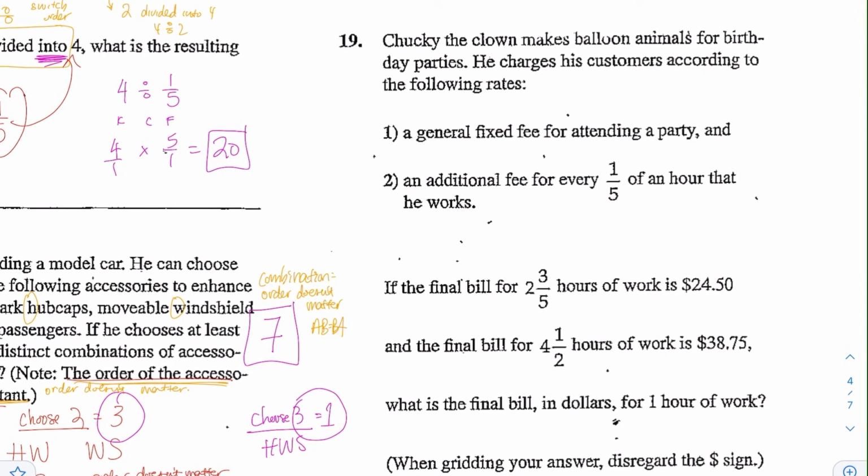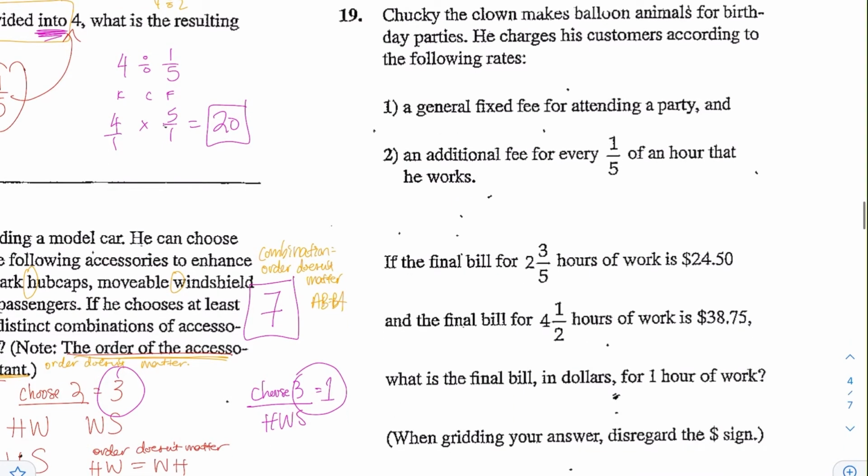Next, for number 19, Chucky the Clown makes balloon animals for birthday parties. He charges his customers according to the following rates. One's a general fixed fee for attending the party, so that's a flat fee, and there's an additional fee for each 1/5 of an hour that he works. The final bill for 2 3/5 hours of work is $24.50, and the final bill for 4.5 hours of work is $38.75. What's the final bill in dollars for 1 hour of work?